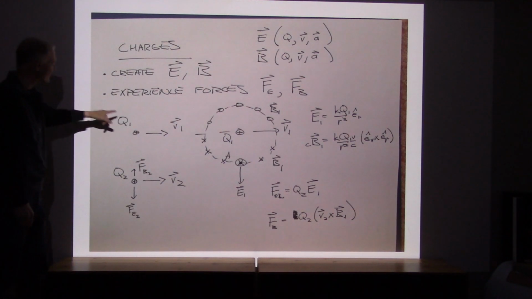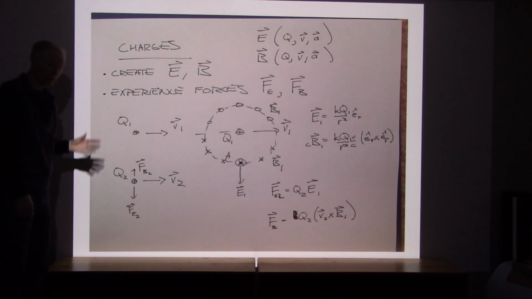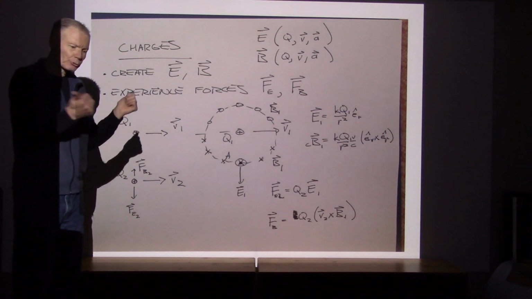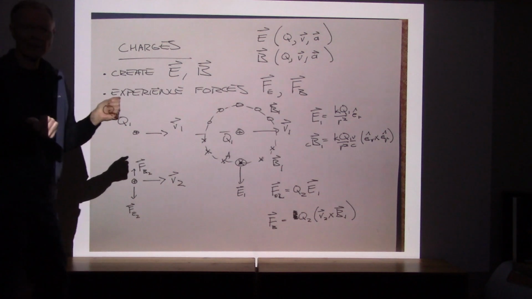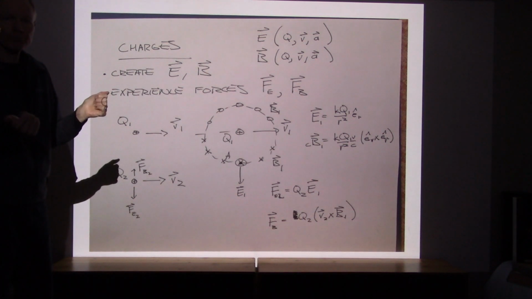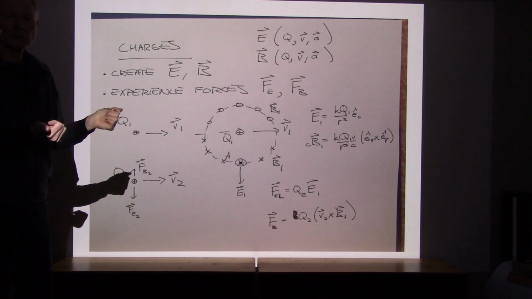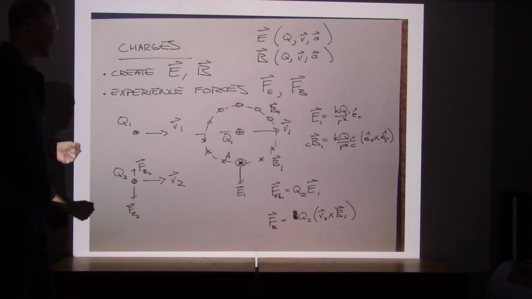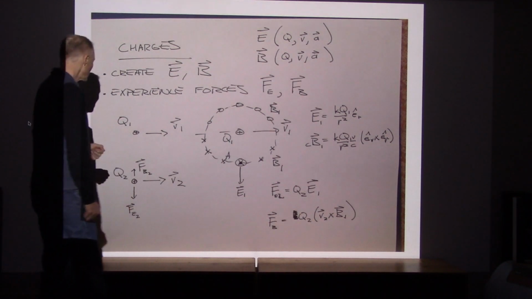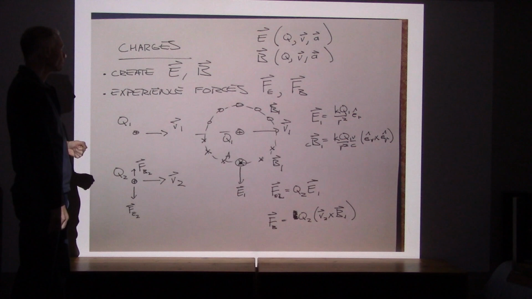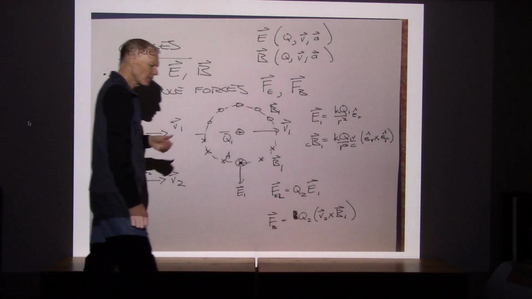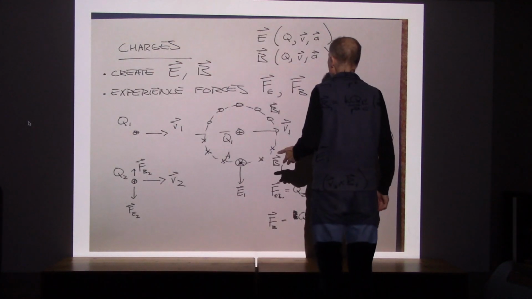Now we know that since they're both positive charges, there's going to be an electric force pushing them away from each other. And we've seen that in chapter 21 primarily. And now what we'd like to do is ask ourselves, well, these electric and magnetic fields, what do they depend on?